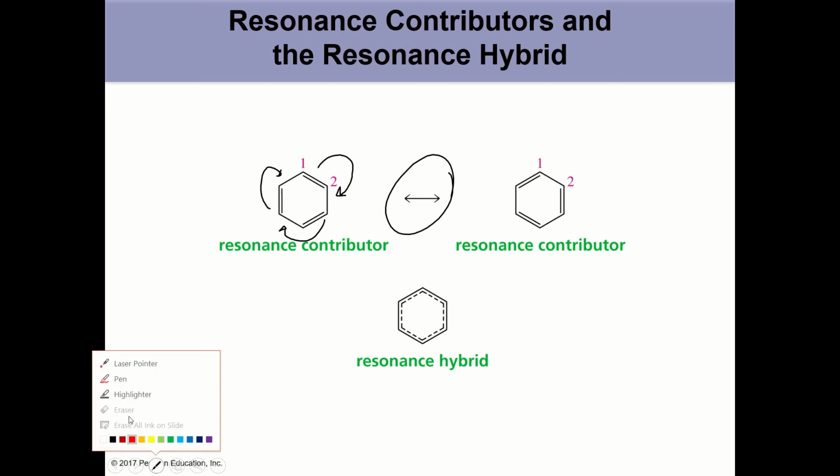We draw resonance contributors. That means drawing all the possible valid Lewis structures, showing all the possible valid locations of electrons. That is the resonance contributor. And as I said, we need Lewis structures in order to accurately explain the electron movement from, for example, a nucleophile to an electrophile in a reaction.